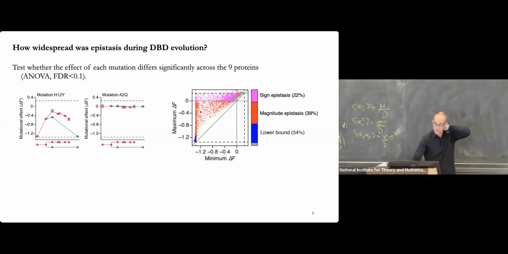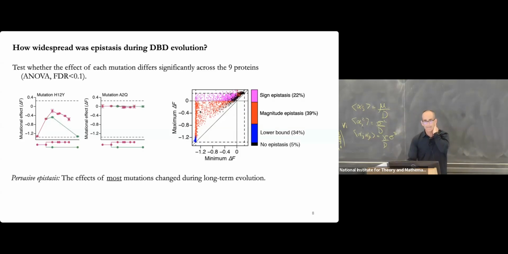Of those that do not change, the vast majority of them are simply completely destructive irrespective of background. And there's a small fraction that have no sign of significant epistasis, but are not unconditionally destructive.